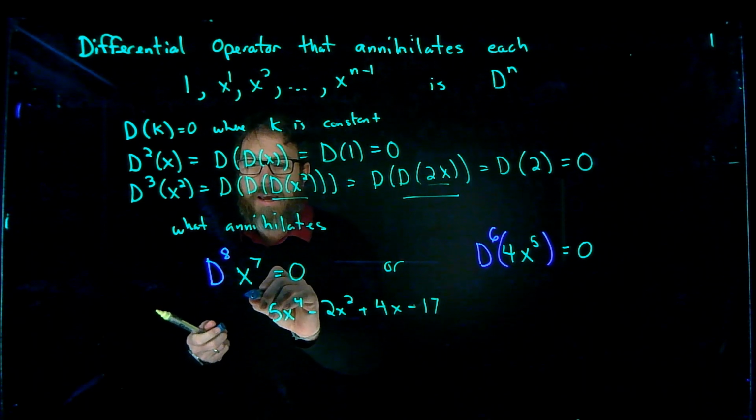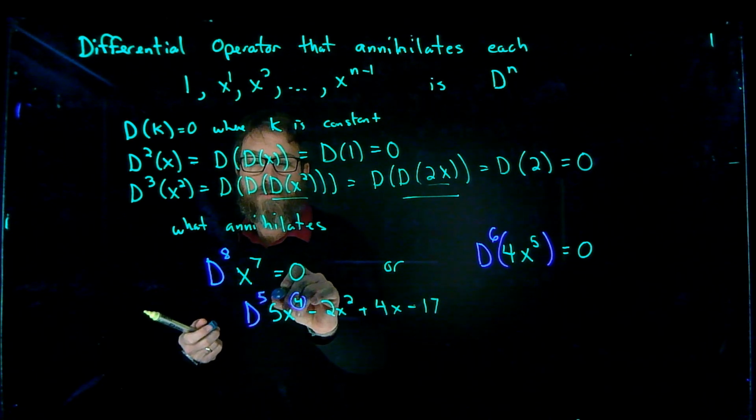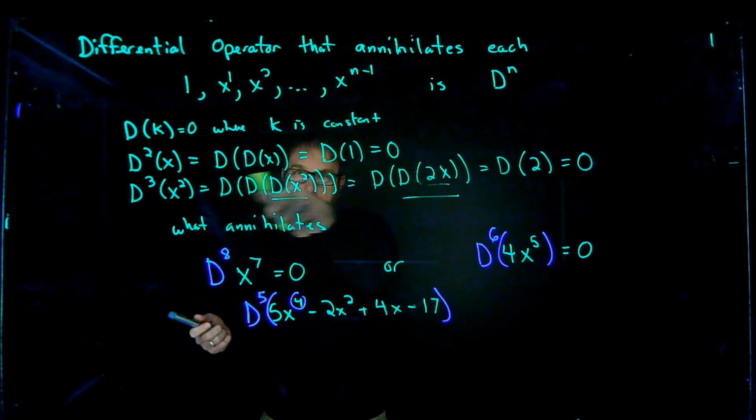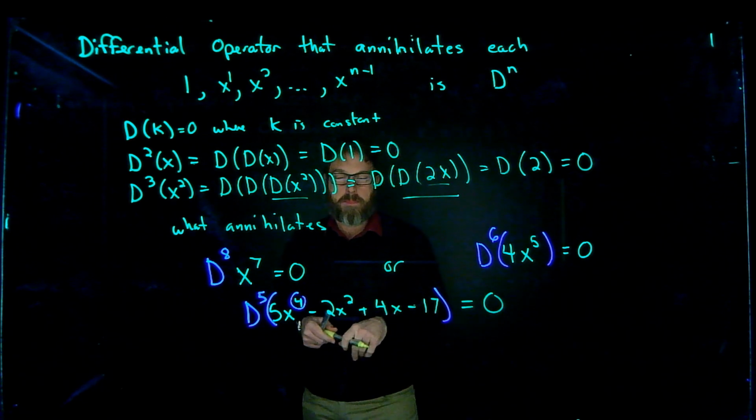So I'm going to need a D. Well, I have to go 1 bigger than the 4, so this is going to be D to the 5th of this expression. And we can double check it by doing this method here, but we can see that this will clearly be equal to 0.